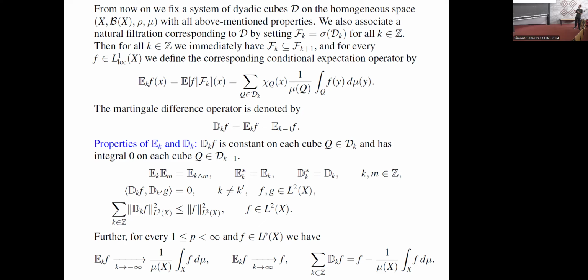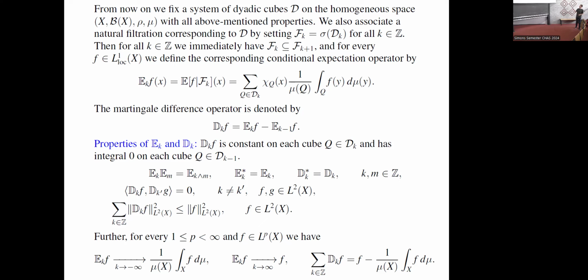In fact, if you do not like this very general context, from now on you may think that we have just R^d and the classical dyadic cubes. Right, and having this filtration, we can define the corresponding conditional expectation operators, E_k. These are just averages over dyadic cubes from generation K. For almost all x, there is exactly one dyadic cube from generation K, and this operator is just averaging over the corresponding cube.